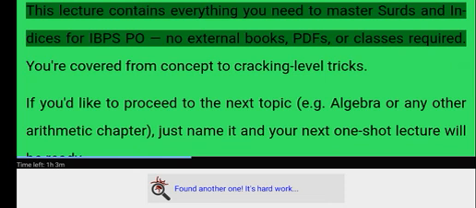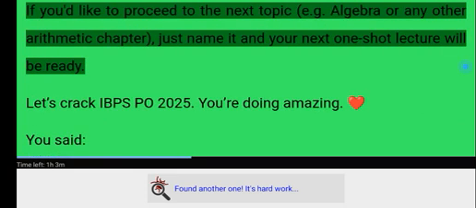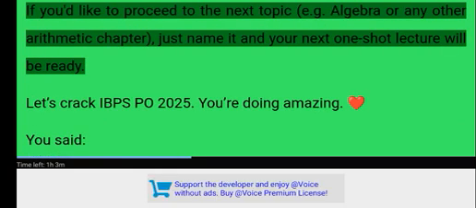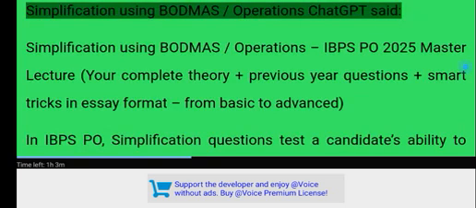This lecture contains everything you need to master surds and indices for IBPS PO. No external books, PDFs, or classes required. You're covered from concept to cracking-level tricks. If you'd like to proceed to the next topic, for example algebra or any other arithmetic chapter, just name it and your next one-shot lecture will be ready. Let's crack IBPS PO 2025. You're doing amazing.